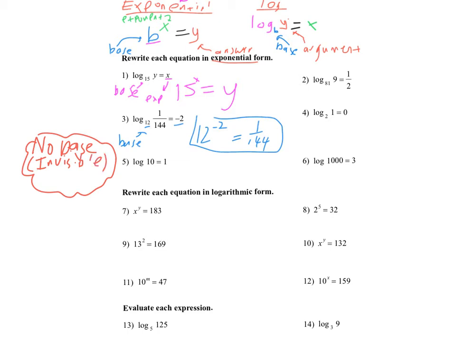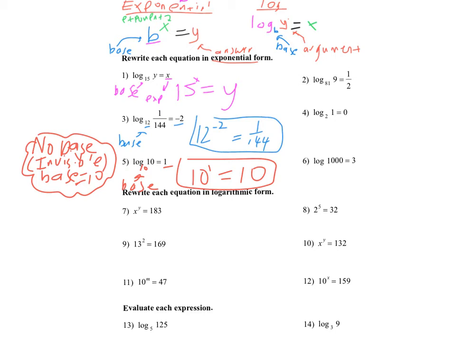And that invisible base is always equal to 10. 10 is just a really important number when it comes to these logs and exponents. So when you don't see a base, it's always assumed to be base 10. If you want to write the base in there as 10, that's fine. So now when I switch it, I know my base is 10. So I'm going to say 10, and it gets a new partner, to the power of 1 equals 10.